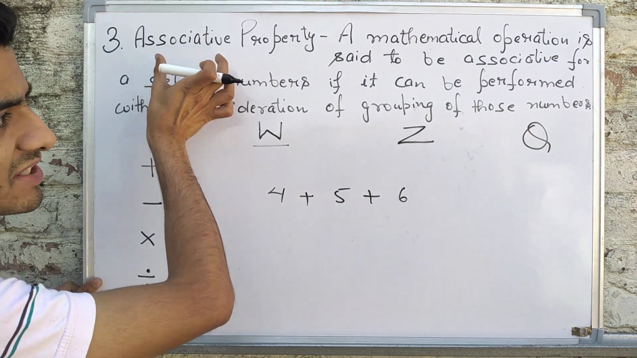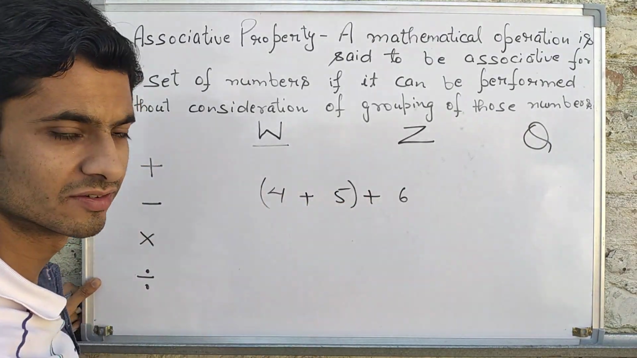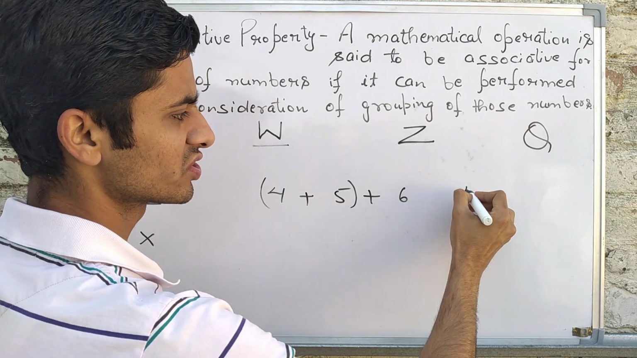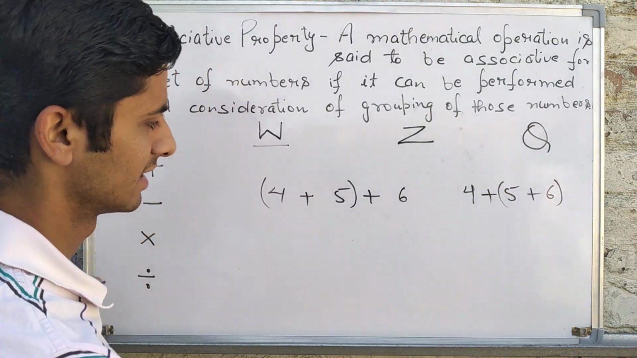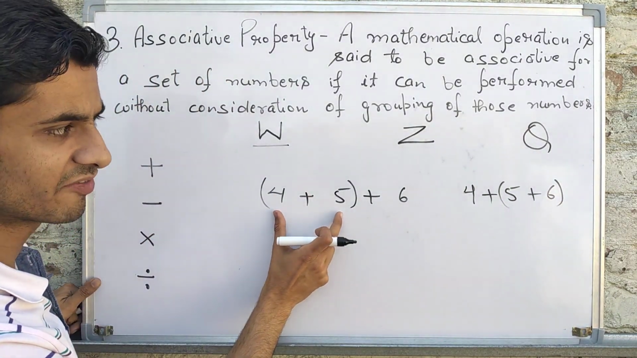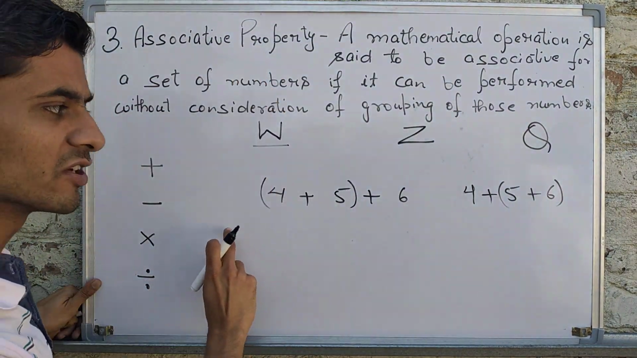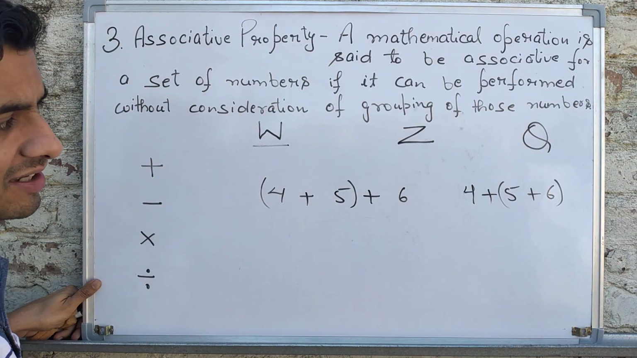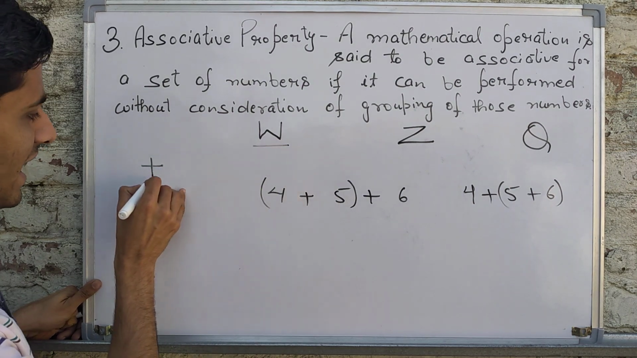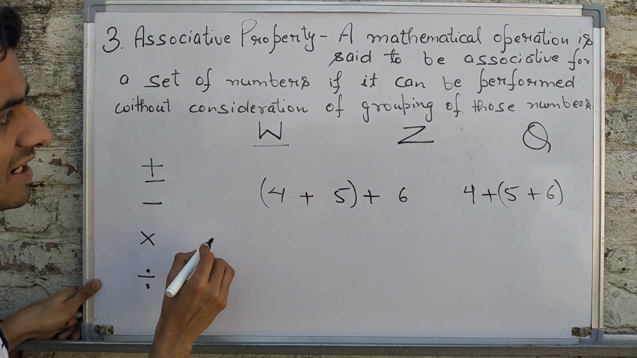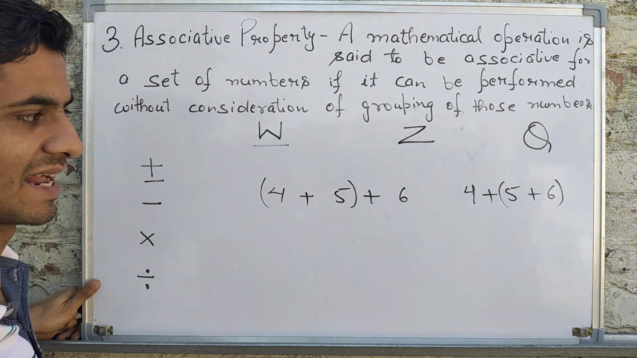So how to group these? The meaning of associative is to associate. How these are associated? Okay, I may associate 4 and 5, or I may associate in this way. Either I may group 4 and 5, or I may group 5 and 6. Associative property says that you can group in any way and you will get the same result. So let us start checking for mathematical operation addition and for whole numbers first. Then slowly we will move on to rational numbers.